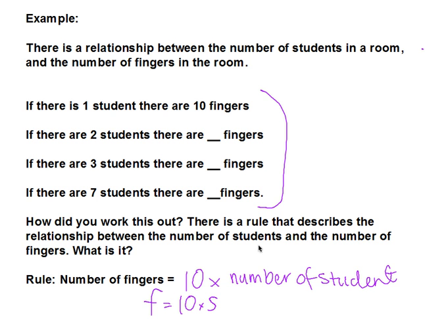How can we describe this relationship? There's a rule that describes the relationship between the number of students and the number of fingers, and we've worked it out in class. The number of fingers is 10 times the number of students. For ease, I'm going to use a pronumeral F for the number of fingers and the pronumeral S to represent the number of students. Okay, so that's pretty straightforward.